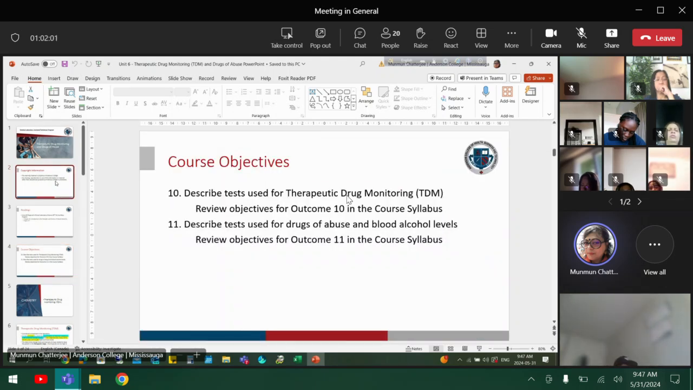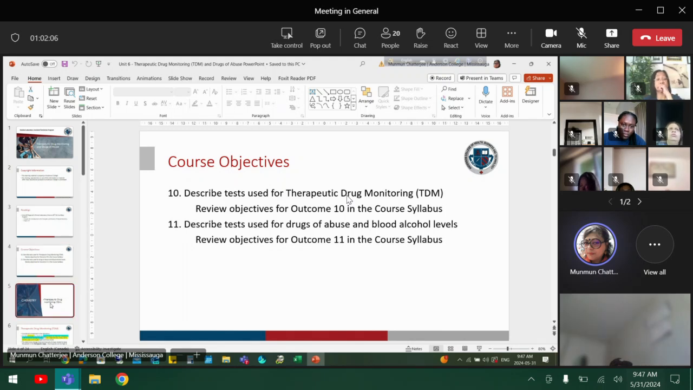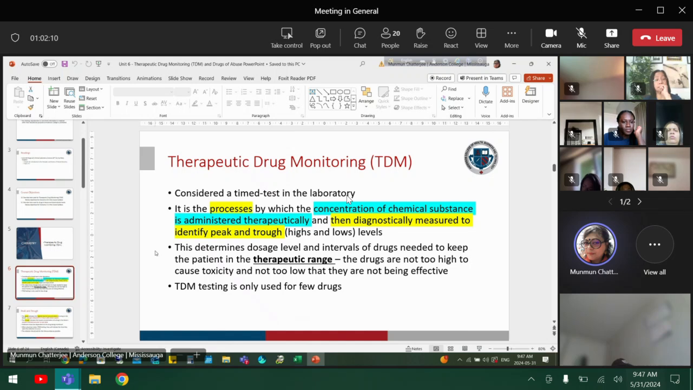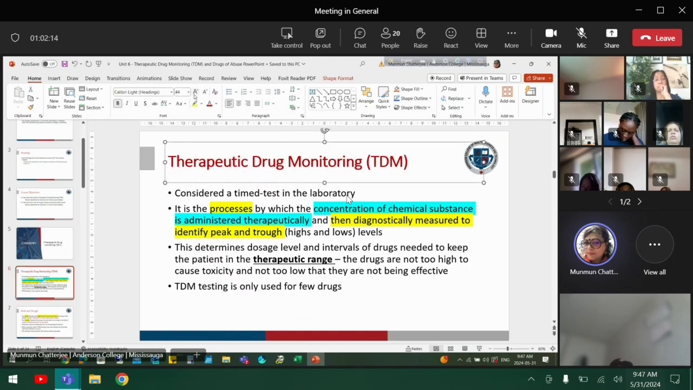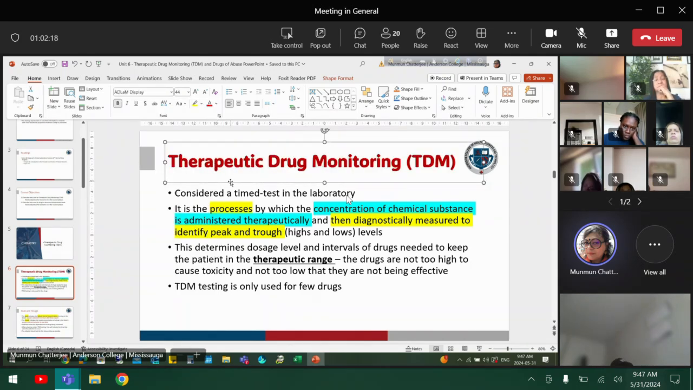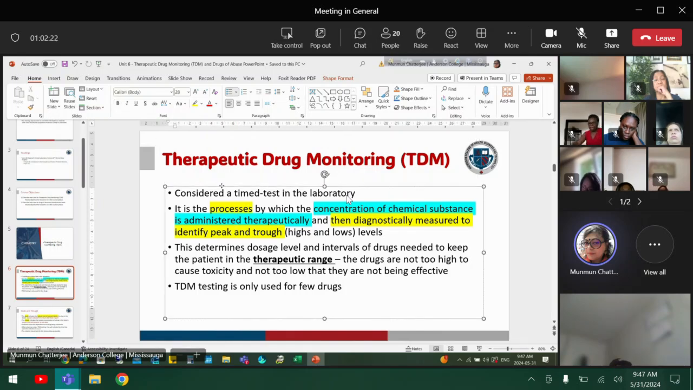I'm not going to go through all these things. You guys know the properties, you can see the things, you have everything in your D2L. So let us go a little bit into what therapeutic drug monitoring means. You already know, we have discussed some of them. Therapeutic means the drugs which are used for the treatment of a patient.